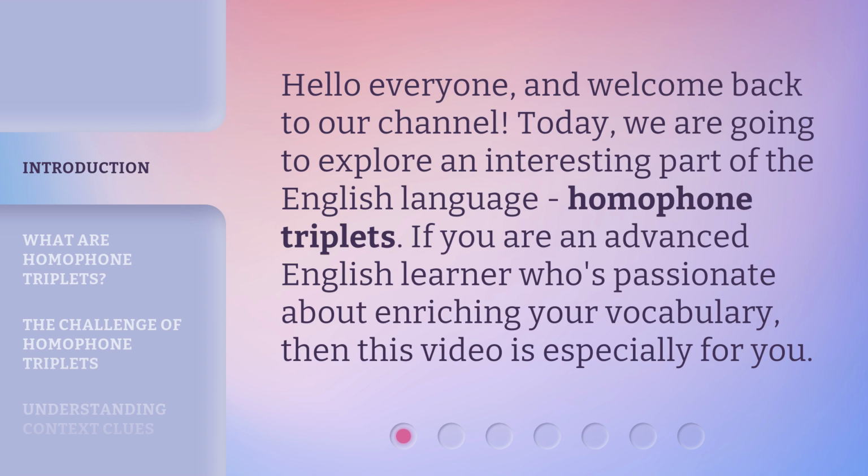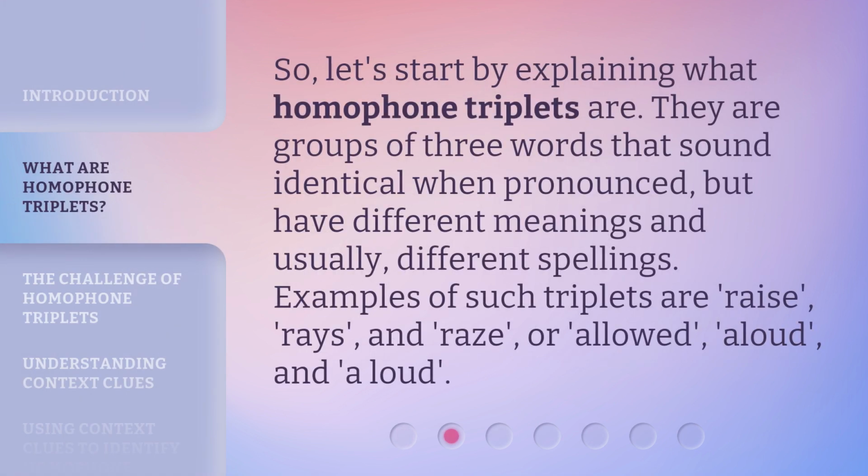Today, we are going to explore an interesting part of the English language, homophone triplets. If you are an advanced English learner who's passionate about enriching your vocabulary, then this video is especially for you. So, let's start by explaining what homophone triplets are. They are groups of three words that sound identical when pronounced, but have different meanings and usually, different spellings.